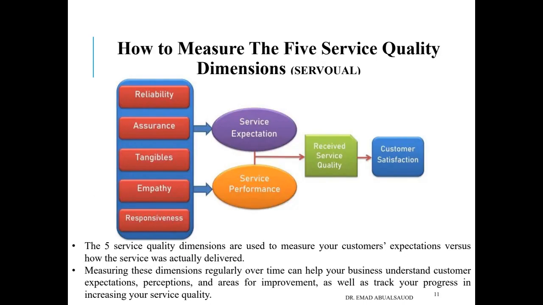Okay, now we move on to the service quality model. These are the five dimensions: reliability, assurance, tangibility, empathy, responsiveness. The service expectation and the service performance. Here is what we call the gap, or how we measure what is promised or what should be provided compared to the actual, and how it impacts customer satisfaction. So the received service quality is at the end between the expectation and the performance.